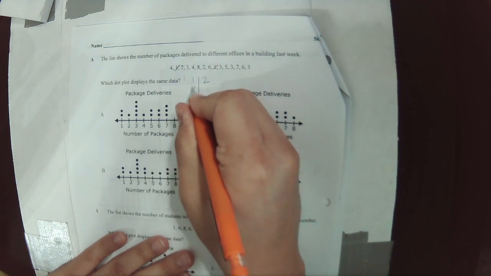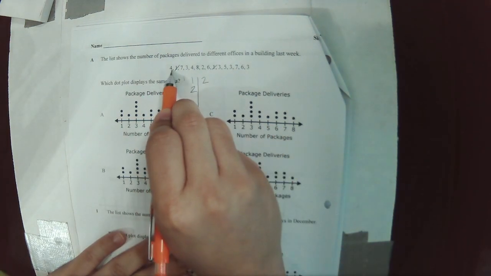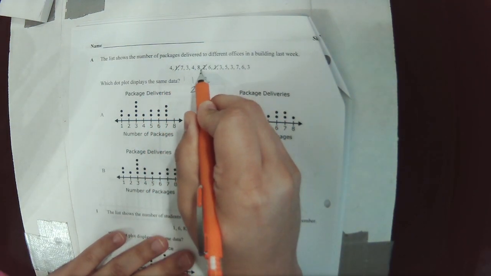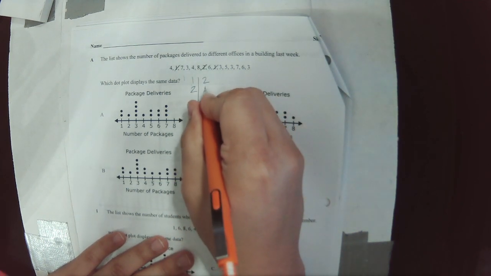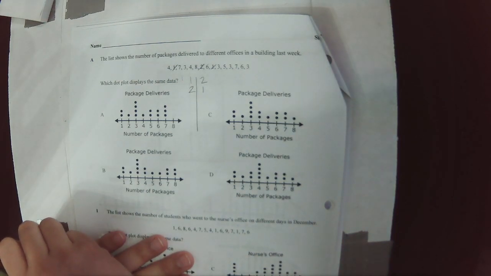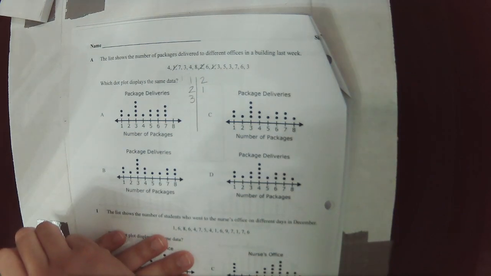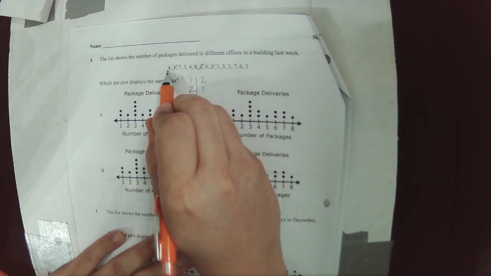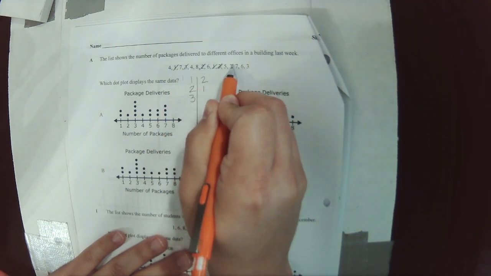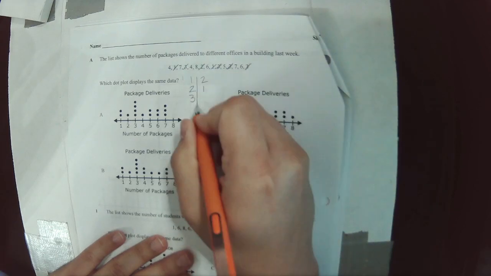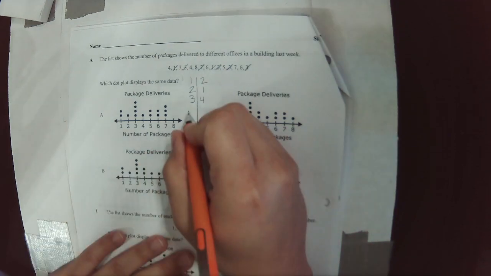Okay, so the number 1, I found it 2 times. So the number 2. How many times do we see the number 2 in my list? 1 time. And that's it. Just 1 time. The number 3. How many times can I find the number 3 in my list? 1, 2, 3, 4. 4 times.